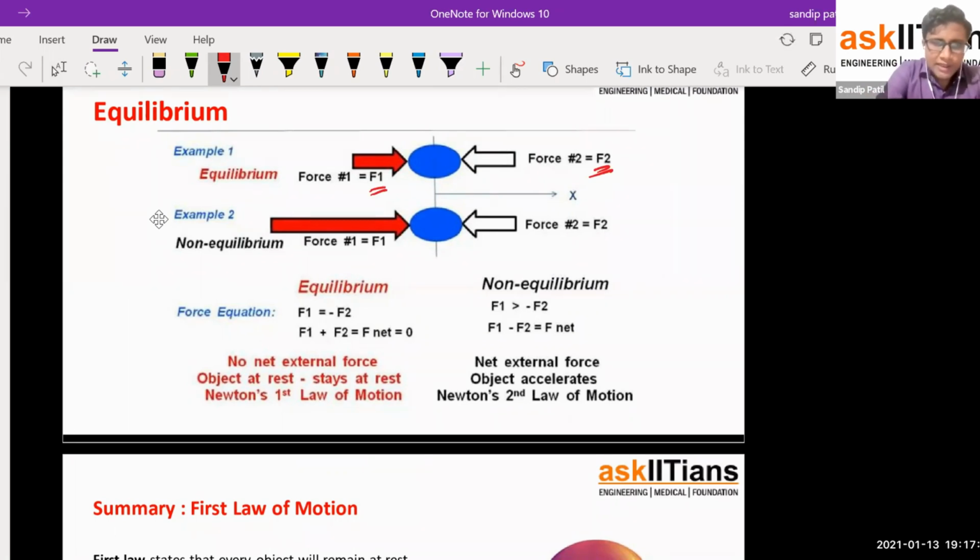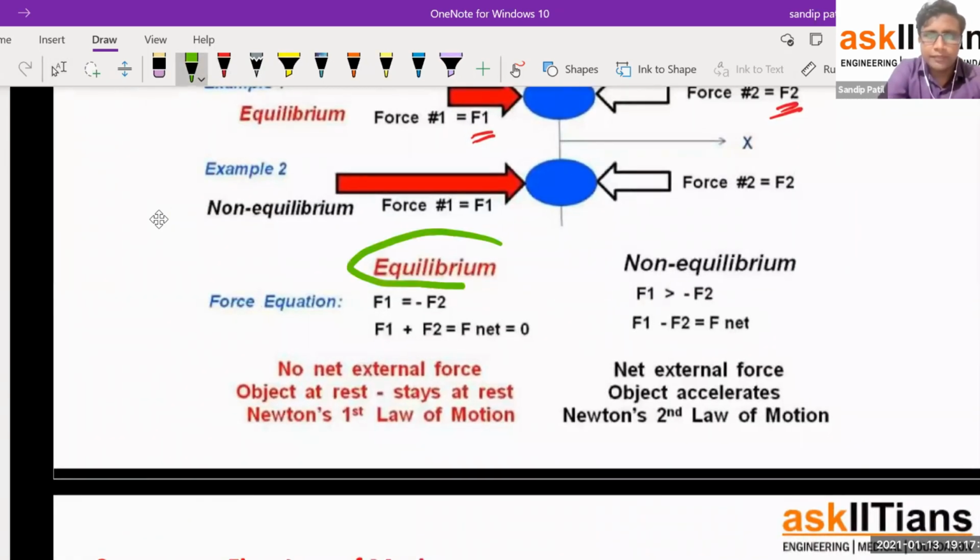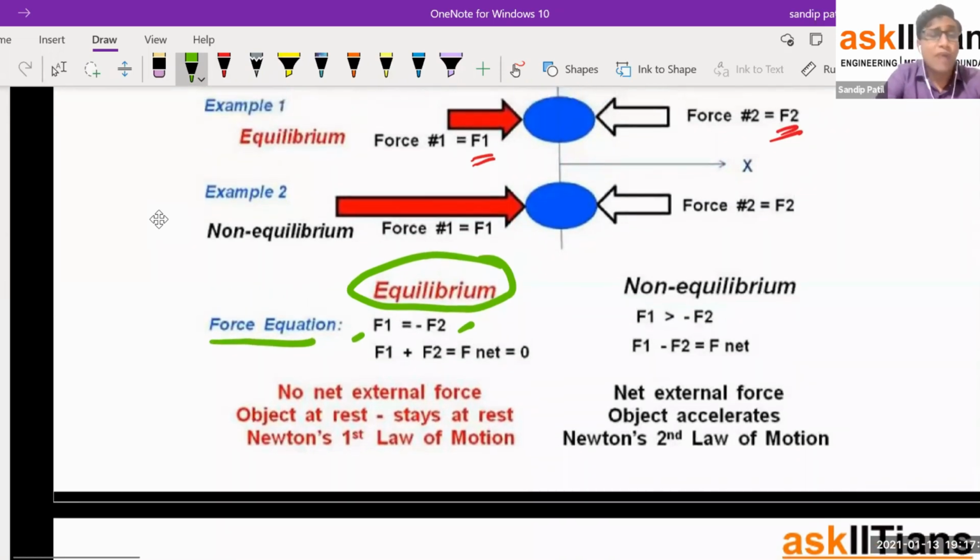So obviously here you can see, for equilibrium, both the forces should be equal but in opposite direction, right? Again, I will repeat, both the forces should be the same in magnitude and opposite in direction. So you can consider this F1 here. For equilibrium, what we can see is the force equation. F1 should be equal to minus F2.